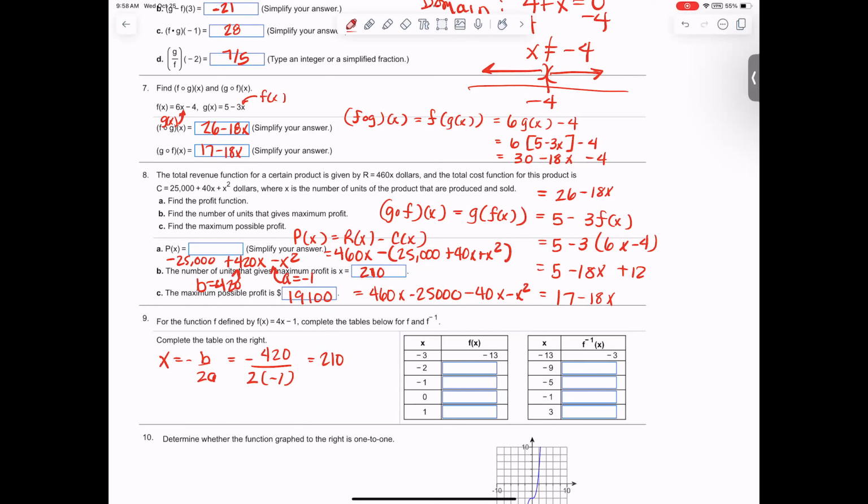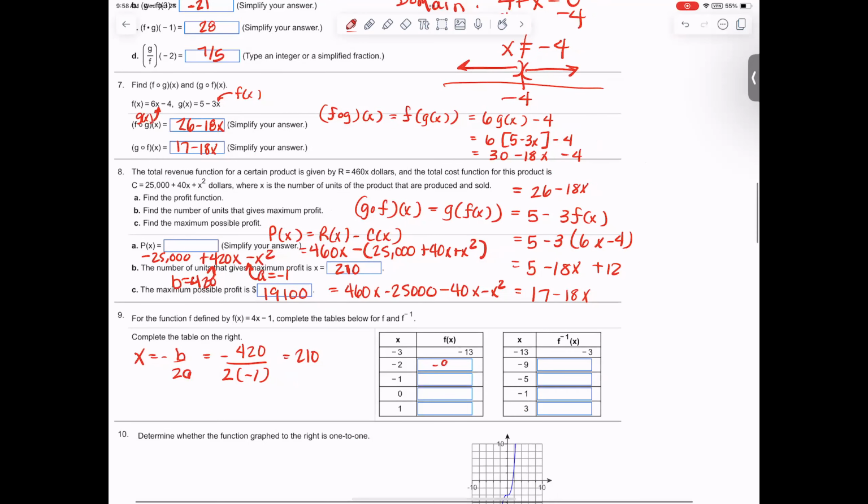You get this wrong, I'm gonna yell at you. So this has to be -9, -5, -1, and 3. This has to be -2, -1, 0, 1. Done. You interchange the X and Y's. I guess I could write that down.